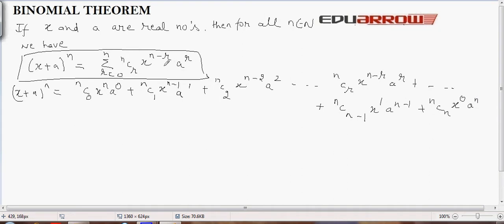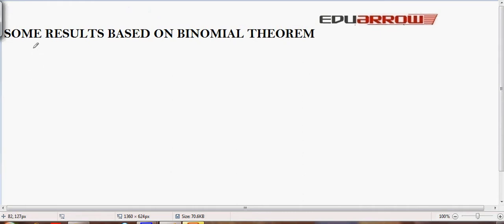So if we expand this formula, this is equal to this one. So this is the mathematical formulation of binomial theorem. That is, it says the expansion of x plus a raised to n in the form of combinations and variables. Now we will discuss some results based on binomial theorem.